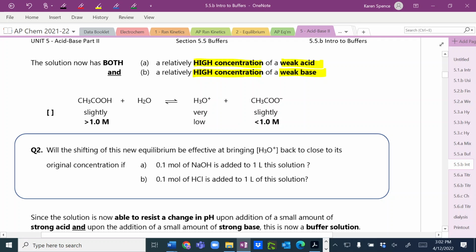I feel like we answered this already. Will this be effective at shifting in both directions? So if I add some NaOH, can it shift to the right? Yes. If I add some HCl, so that brings up the hydronium, can it shift to the left? Yes. Is good? Okay.